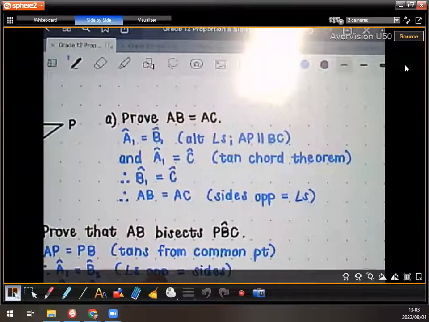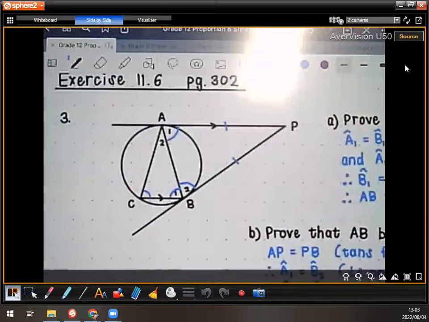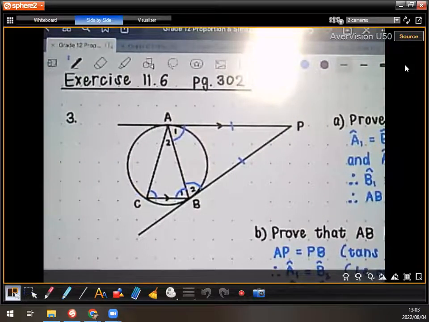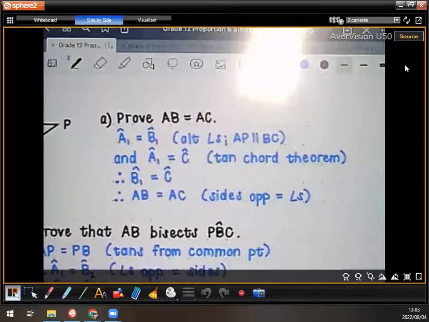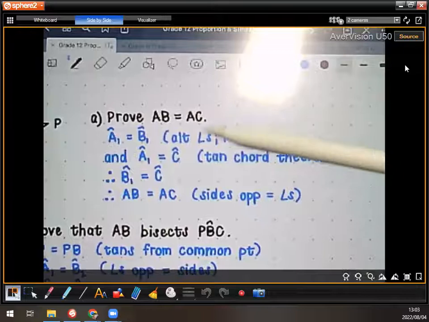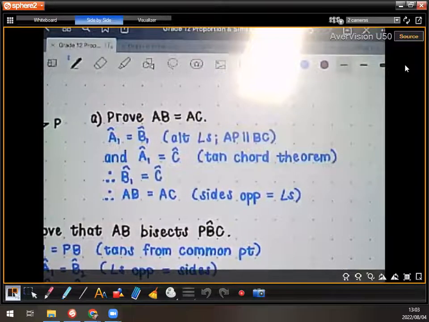Okay, this was number 3. So let me just show you what the picture looks like. That one, right? So for the first question, you can just ignore all the blue there. Are the same as go. What those two labels are. First up, they just wanted to prove that AB was equal to AC.